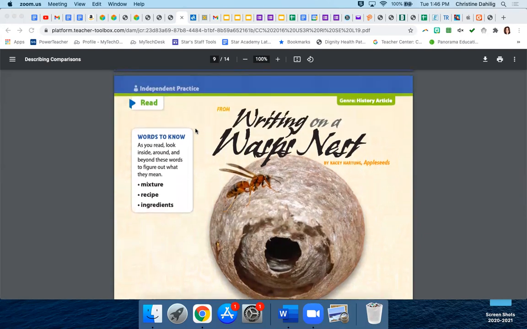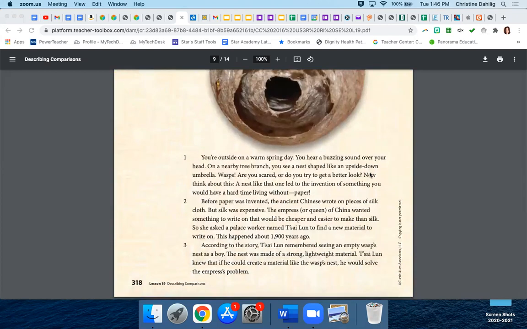So this article is entitled Writing on a Wasp's Nest, and it was written by Casey Hartung, and it comes from a magazine entitled Appleseeds. So starting on page 318, paragraph 1, here we go.